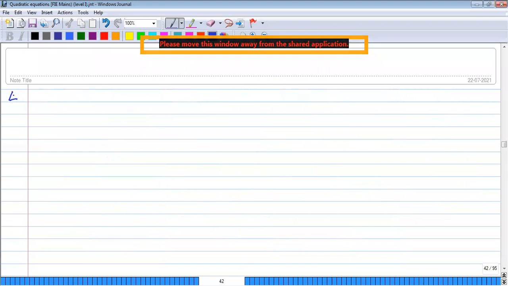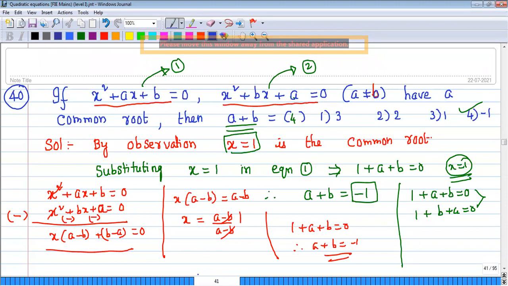Show the previous page, sir. 41. Okay, sir.